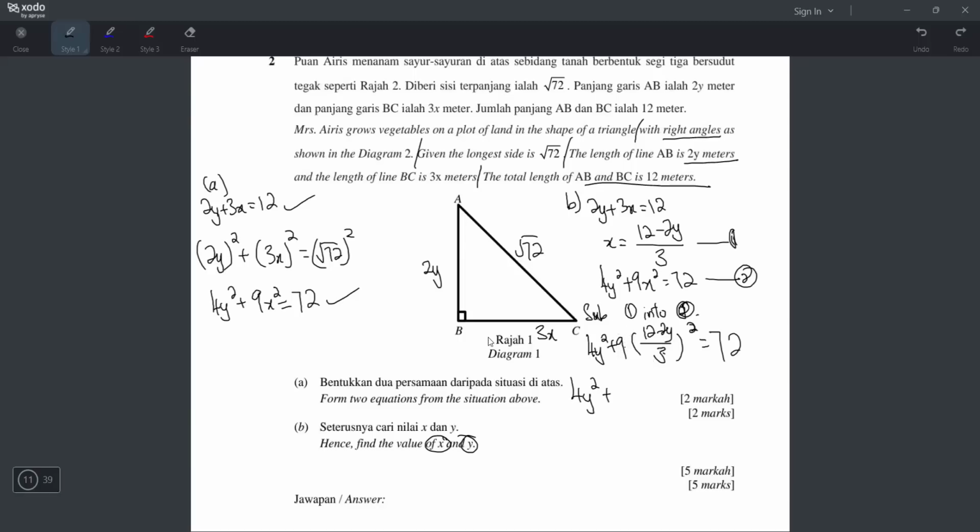Kenapa? Sebab bracket ni dia ada kuasa, dia ada power 2. So we have to do power 2 first. Then baru kita boleh darab dengan 9. Faham? So the 9 tak boleh darab masuk dulu. So the 9 biarkan dekat luar sini.